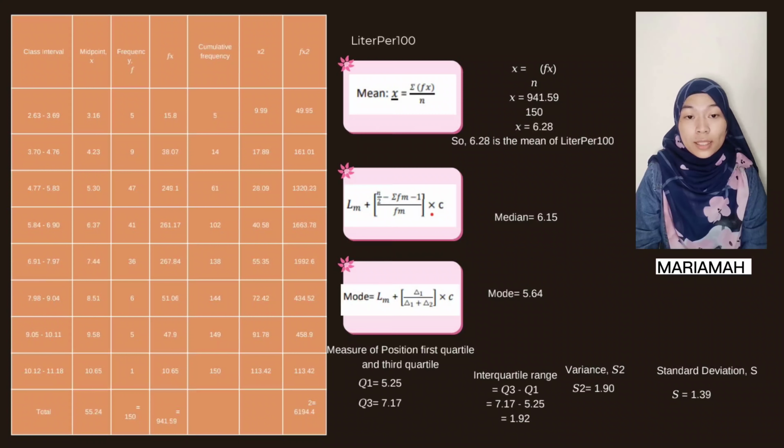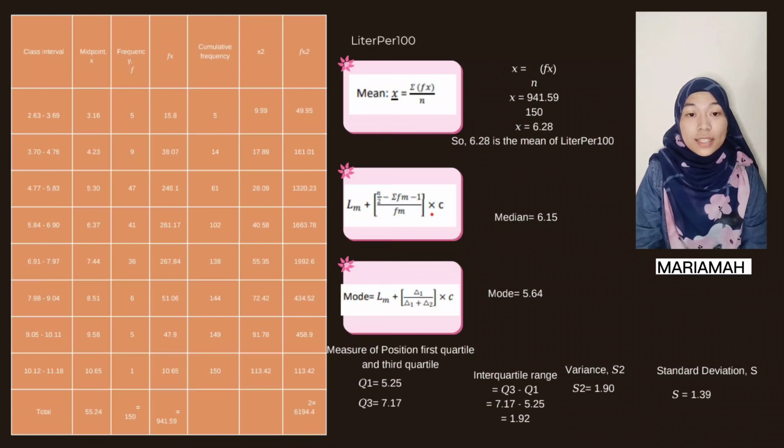While the formula for the third quartile is LQ3 plus 3N divided by 2 minus F, divided by FQ3, multiplied by C. And the third quartile for liter per 100 is 7.17. So the interquartile range of the third quartile and the first quartile is 1.92. The last measure is the measures of variance. The formula of variance is S squared equals 1 divided by 150 minus 1, multiplied by total of fx squared minus total fx in brackets squared, divided by n.